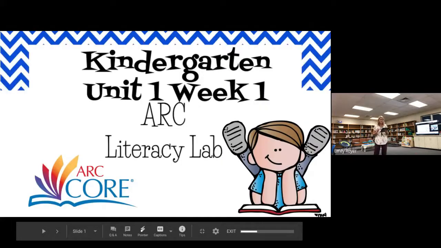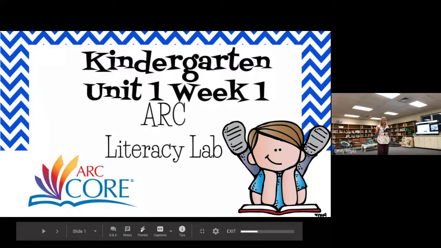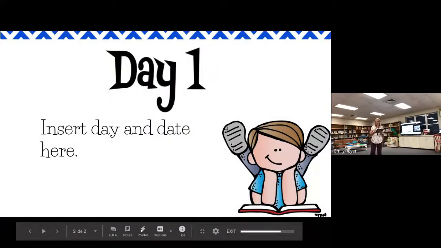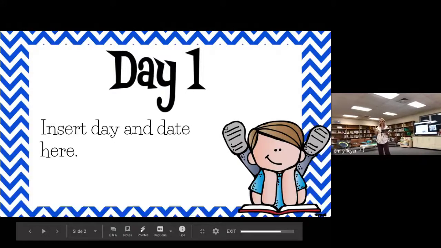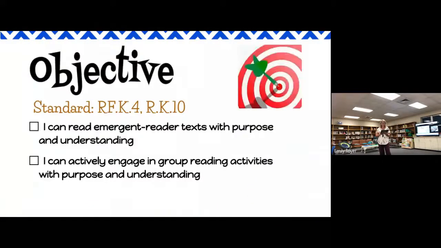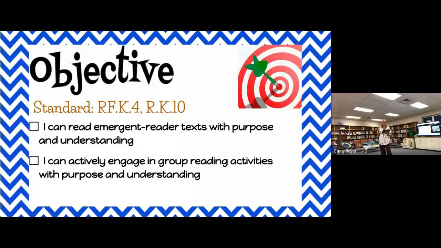All right. So this is an example of the kindergarten Unit 1, Week 1 Art Literacy Lab. They could go in and put the date. Today is Wednesday, July 8th, and they would just have their day on there so they can talk about the day and the date. They have their objectives. They can read their I can statements aloud with their class.